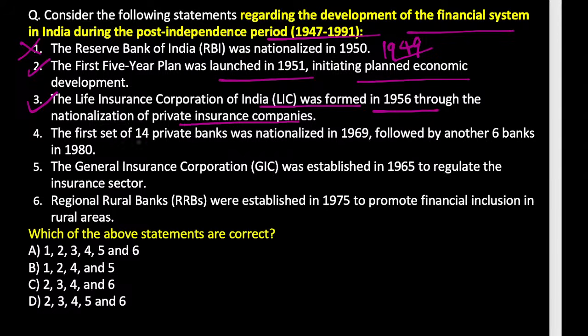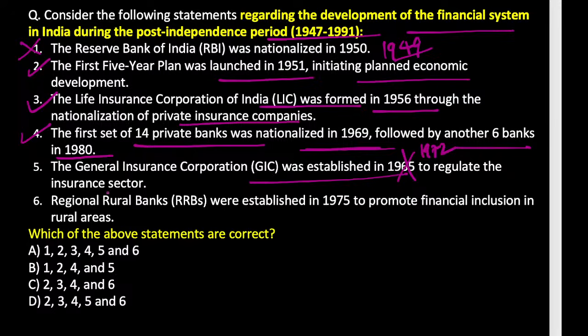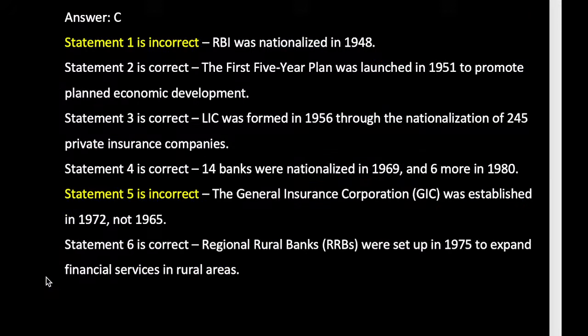Fourth statement: the first set of 14 private banks were nationalized in 1969 with a minimum investment of 200 crores. True. GIC was nationalized in 1965? No, it got nationalized in 1972. So this is also wrong. RRBs were established in 1975 with Prathama Gramin Bank to promote financial inclusion in rural areas. So 2, 3, 4, 6 means option C will be the right answer for this particular one.